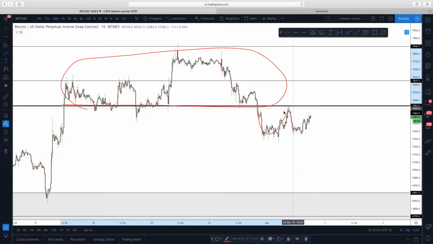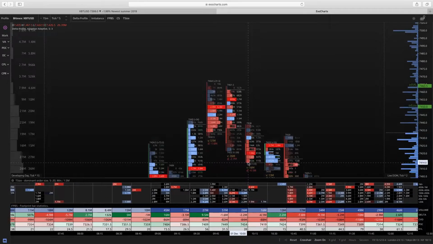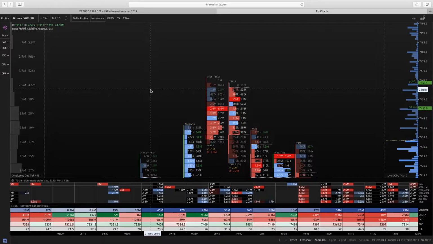What don't we want to see as price comes back up? We don't want to see initiative selling. We don't want to see a major rejection. Okay, so we have that, and then we have initiative selling. So this is a clear opportunity to get short. Delta negative, delta increasingly negative. This is what you're going to be doing when you're looking at the chart like this.